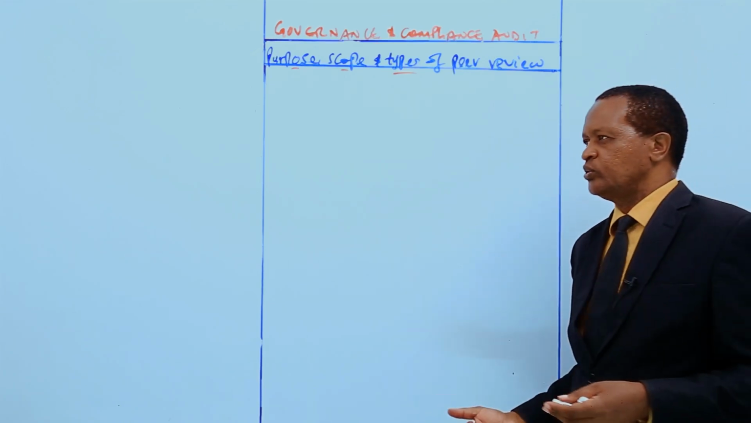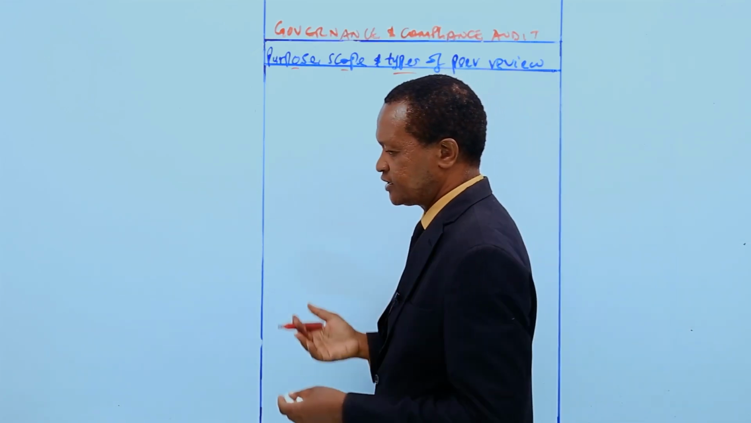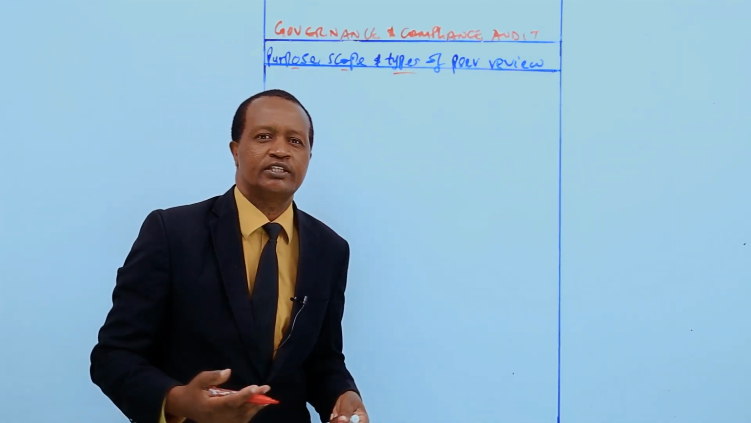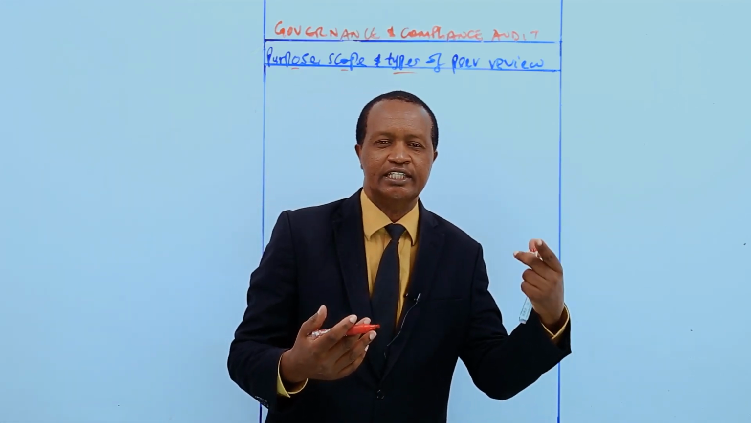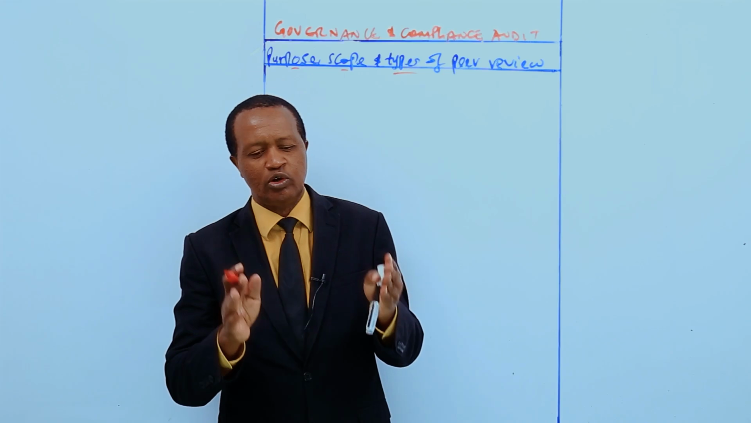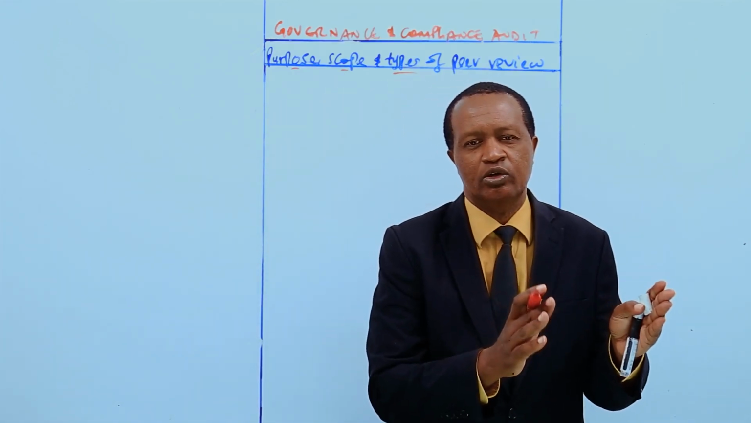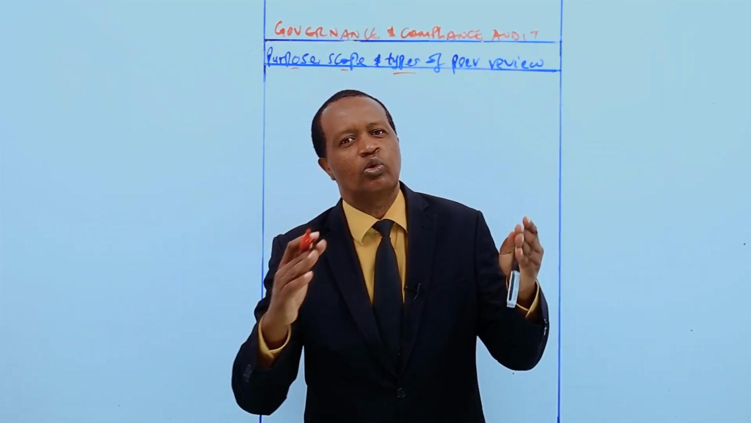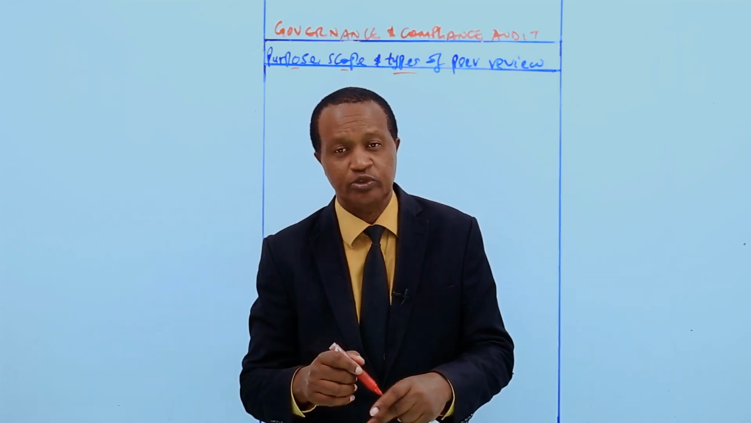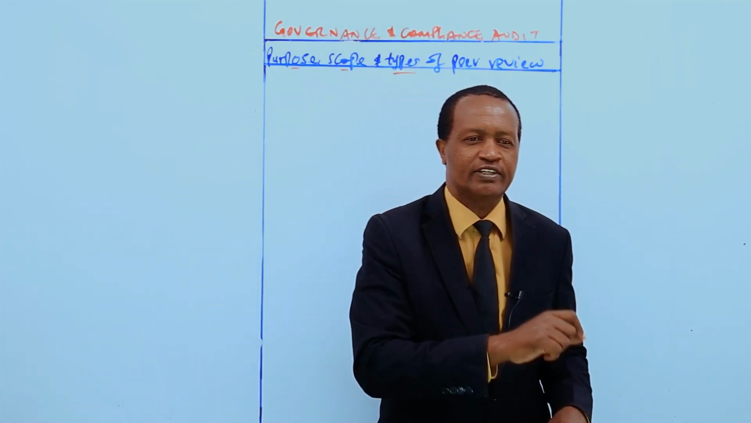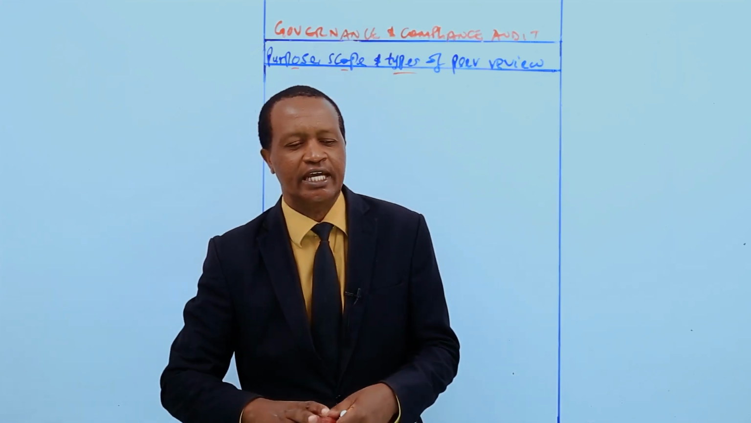Now, peer review in the context of governance and compliance audits refers to the systematic and independent evaluation of an audit firm's or internal audit function's quality control system and its adherence to professional standards in conducting governance and compliance engagements.